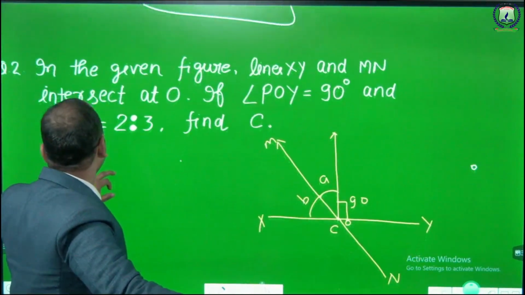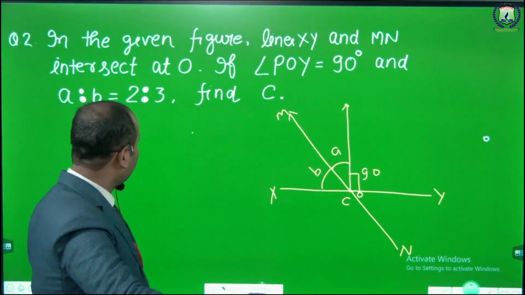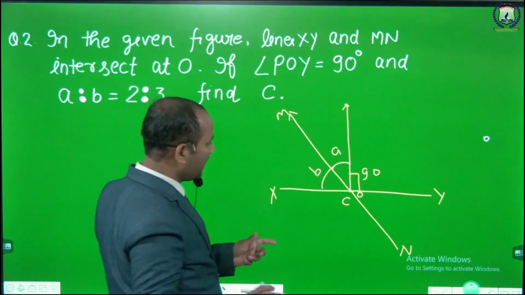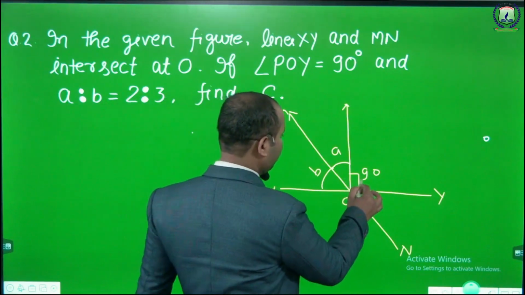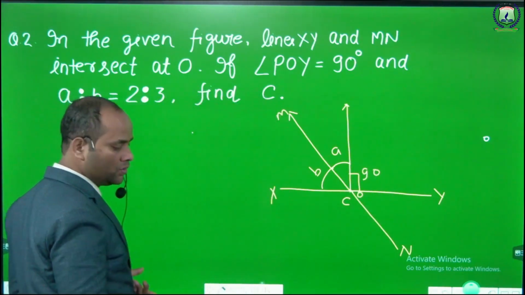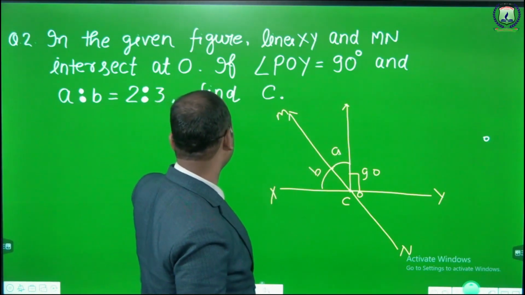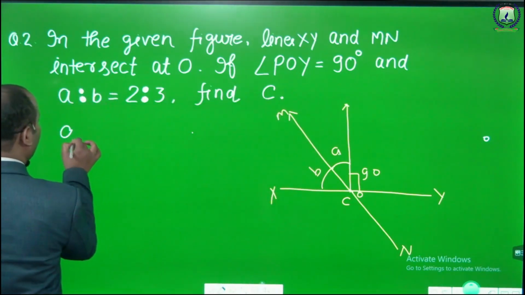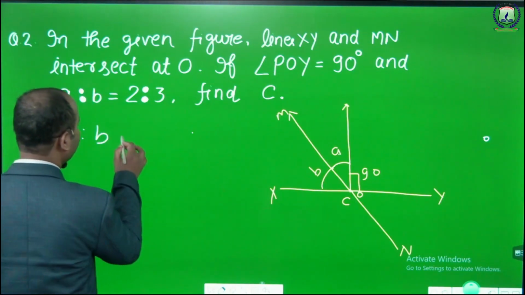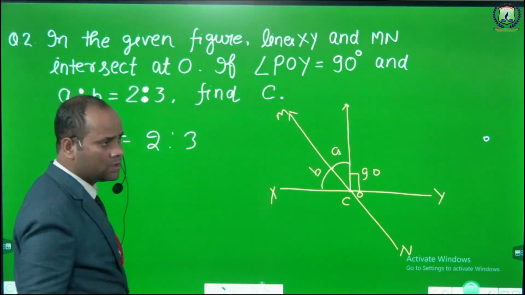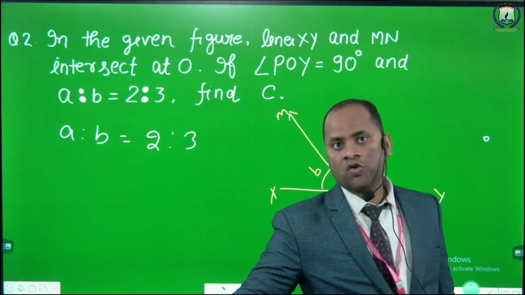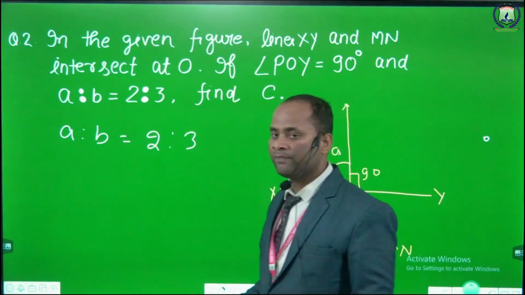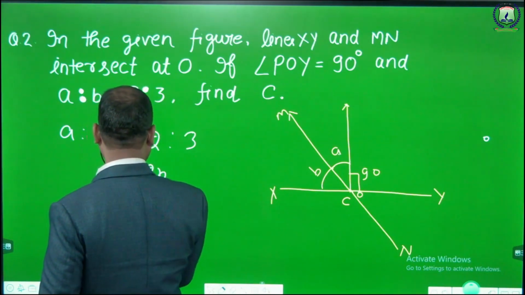Now the next question is here. In the given figure, lines XY and MN intersect at point O. If angle POY is equal to 90 degrees, and the ratio of A and B is also given here, 2:3, then find the value of C. Now we will write here all the data. The ratio of A and B is given as 2:3. Suppose the highest common factor of angle A and angle B is X, then the actual value of A is 2X and B is equal to 3X.